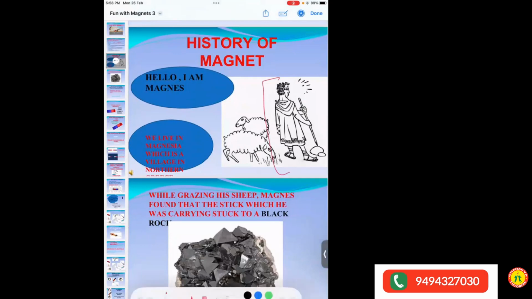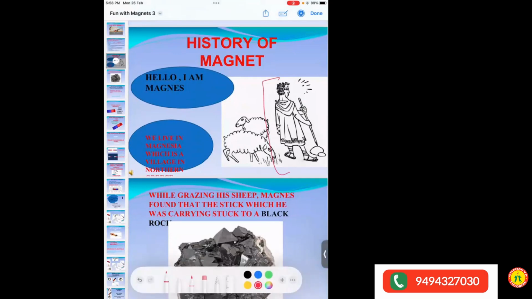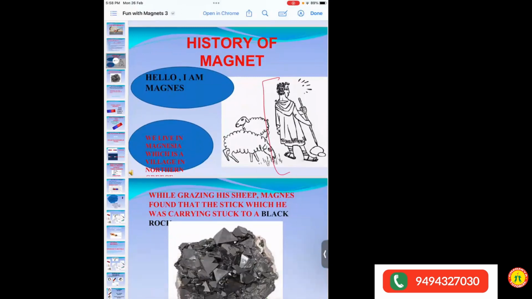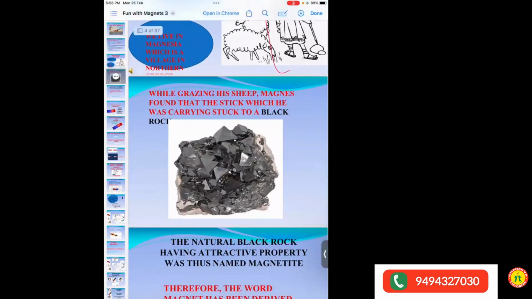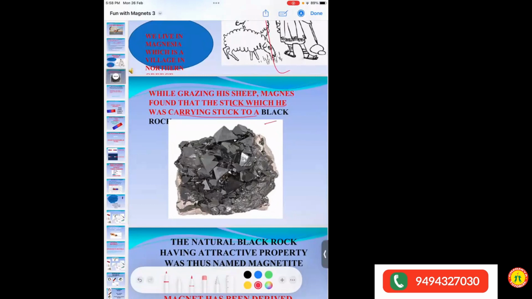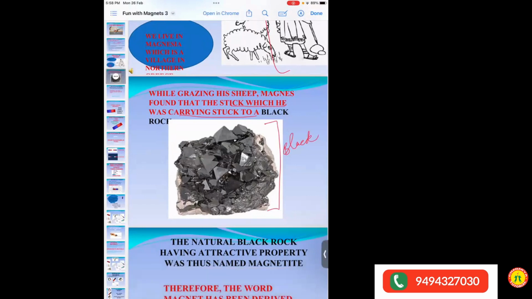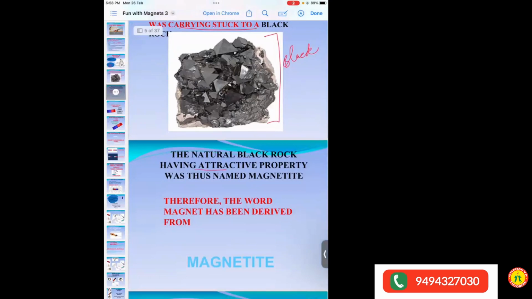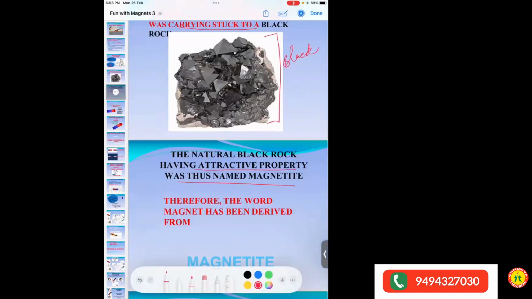A shepherd was there. Hello, I'm Magnus. We live in Magnesia, which is a village in northern Greece. While grazing his sheep, Magnus found that the stick he was carrying stuck to a black rock. This is the black rock where his stick kept getting stuck again and again. The natural black rock having the attractive property was thus named magnetite.